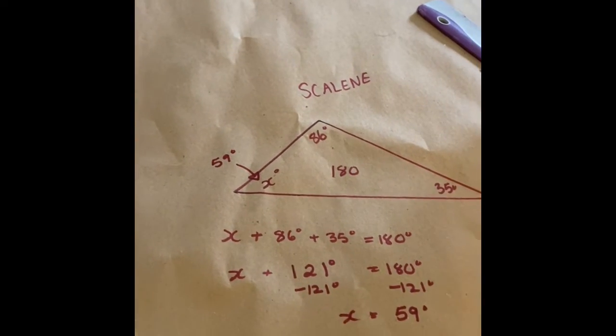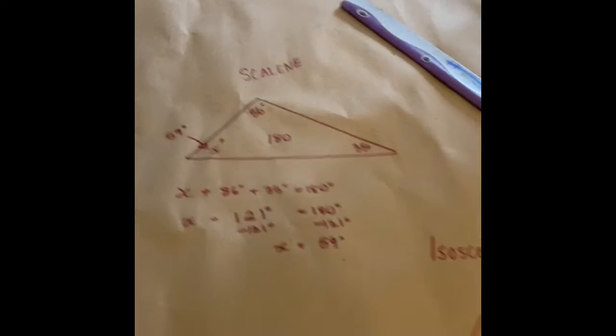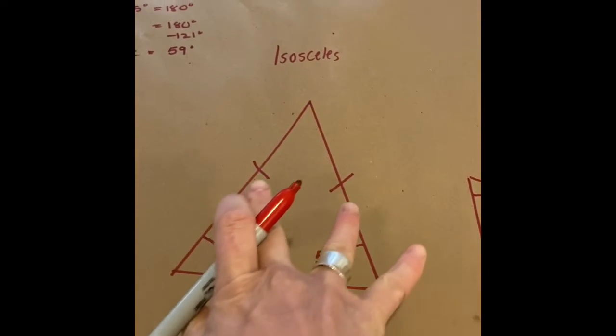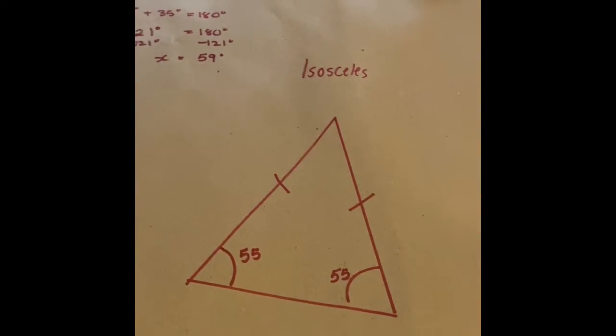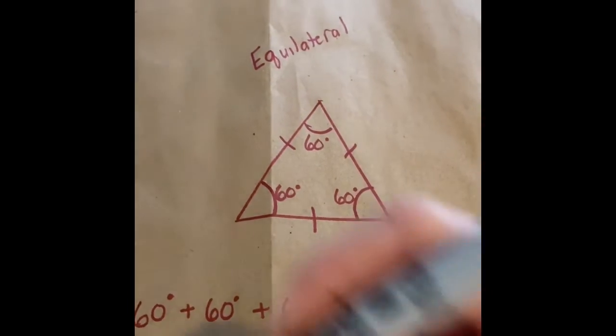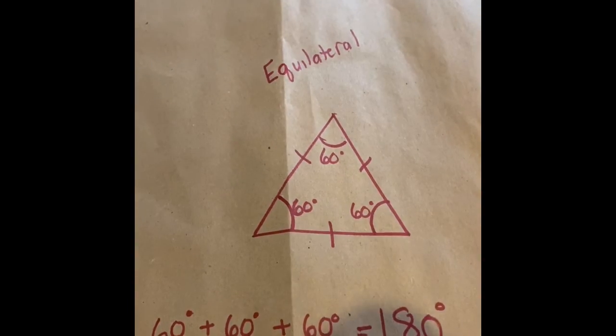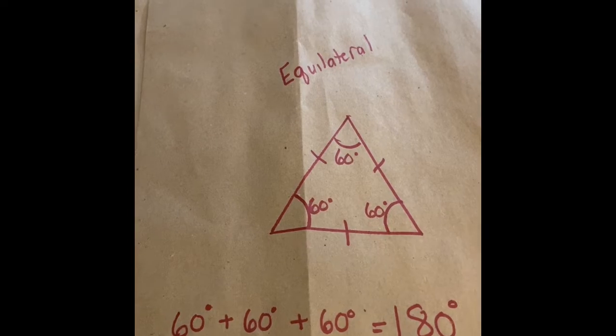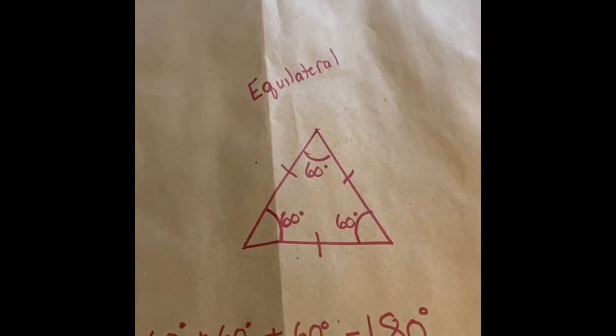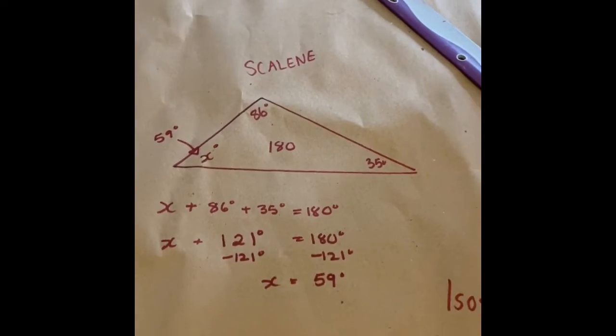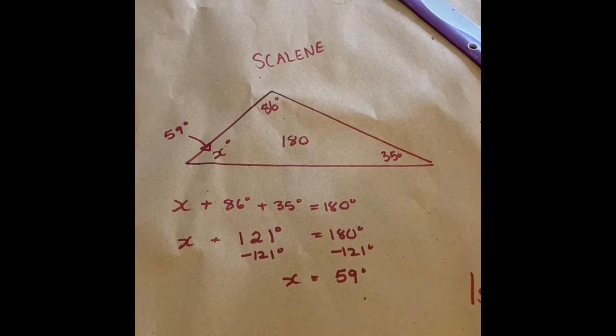So today we've learned 3 sorts of triangles. We've learned isosceles, where 2 angles are the same and 2 sides are the same. We've learned equilateral, where all the sides and all the angles are the same, and each angle is 60, because 60 plus 60 plus 60 is equal to 180. And the last sort of triangle we learned about is a scalene triangle.